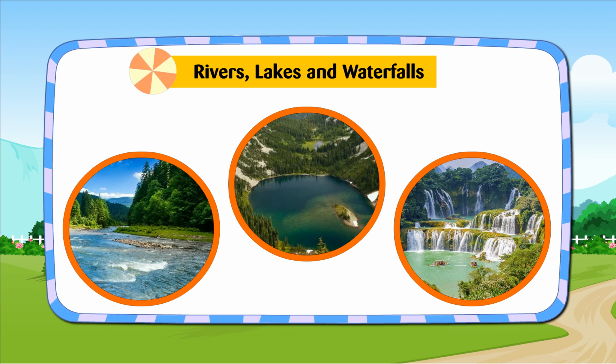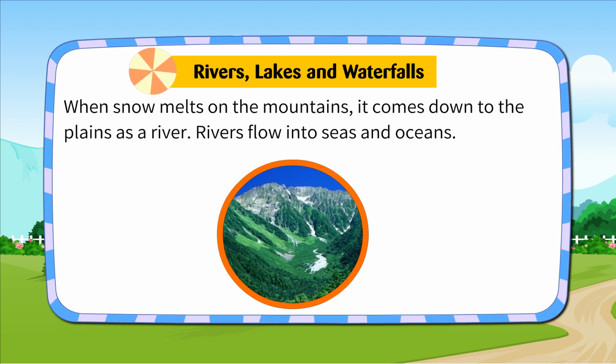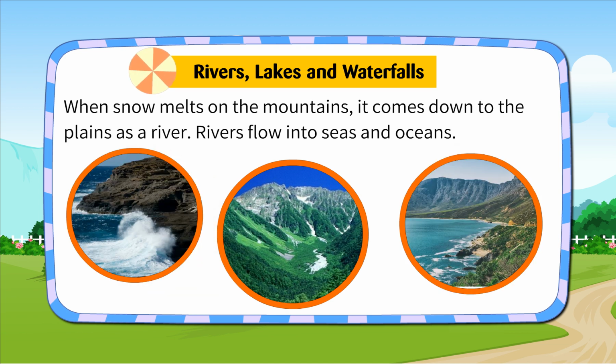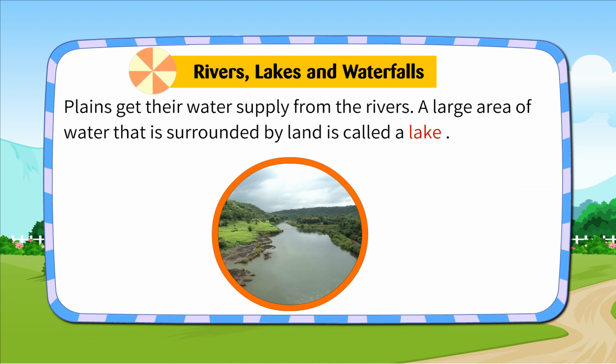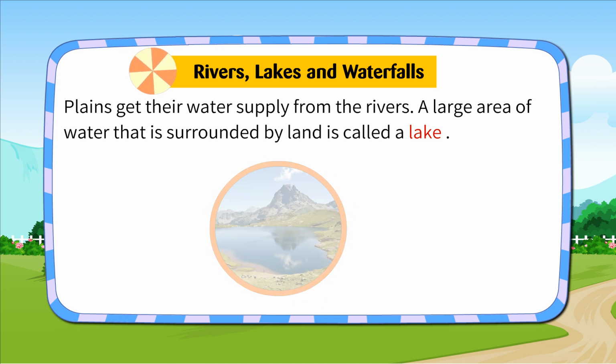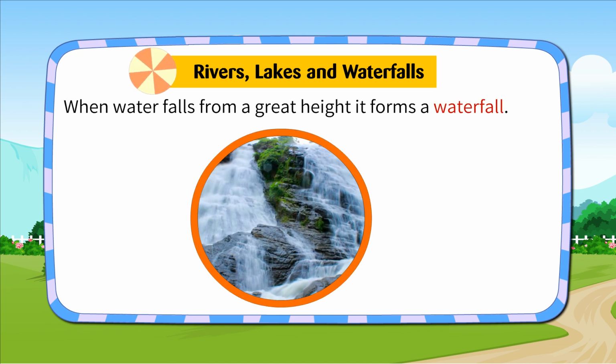Rivers, lakes and waterfalls. When snow melts on the mountains, it comes down to the plains as a river. River flows into seas and oceans. Plains get their water supply from the rivers. A large area of water that is surrounded by a land is called a lake. When water falls from a great height, it forms a waterfall.